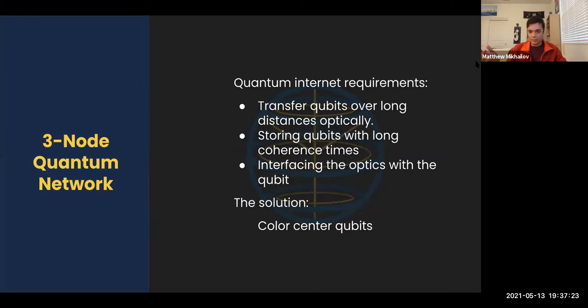And yeah, just a few quick points about what a quantum internet requires. You have to transfer the qubits over long distances optically and quickly. That's where fiber optics and photons come in. You need to store them for a long time. That's where nitrogen vacancy centers with their long coherence times are really good. And then you need to interface the optics with the qubit.